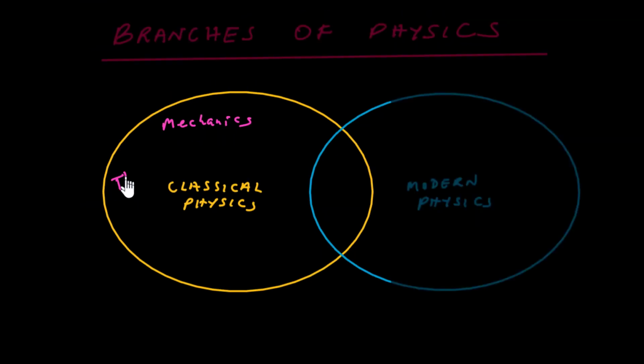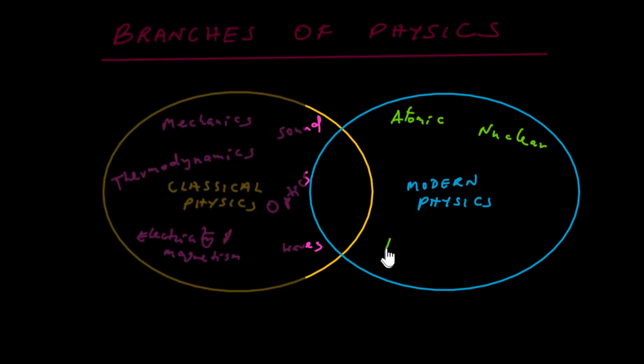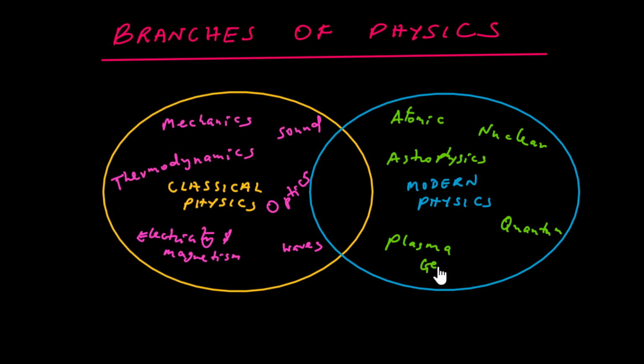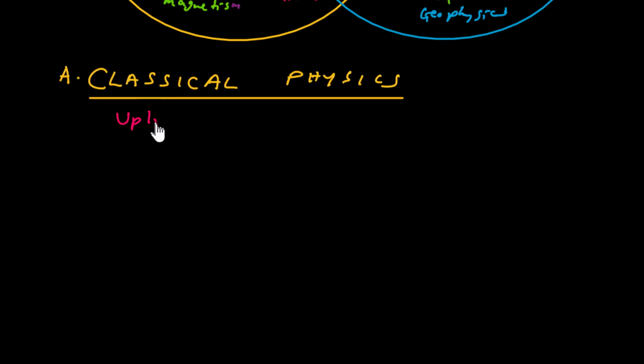Classical physics involves the physics that existed until 1900 AD, whereas modern physics involves the physics of the 20th century. Let's start with classical physics. As we have said, classical physics is the physics up to 1900 AD. The main branches of classical physics involve the following.